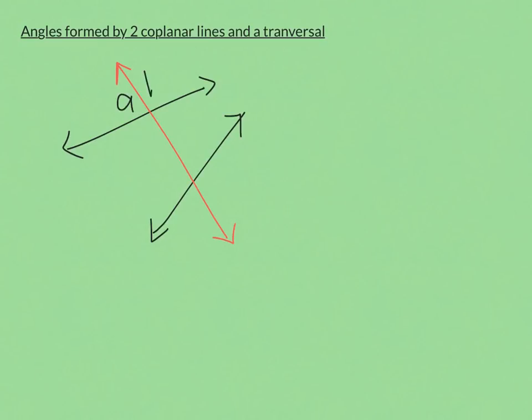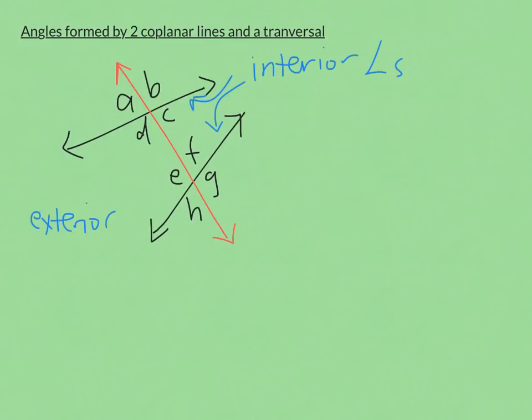So I'm going to call them angle A, B, C, and angle D, and then angle E, F, G, and angle H. So from here, you could see that there are interior part of the two coplanar lines. So interior angles, they are on the inside here. And then we have the exterior angles that are on the outside of the two coplanar lines. The interior angles will be angles C, D, E, and F, and the exterior angles are A, B, G, and H.